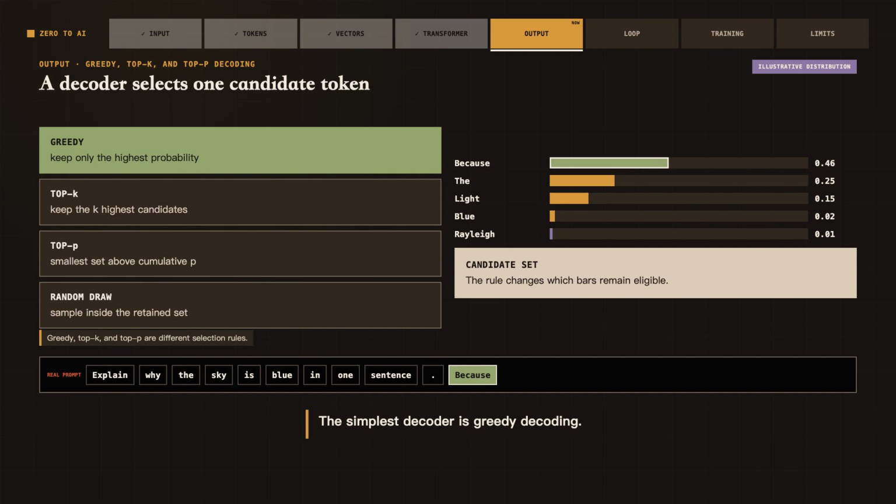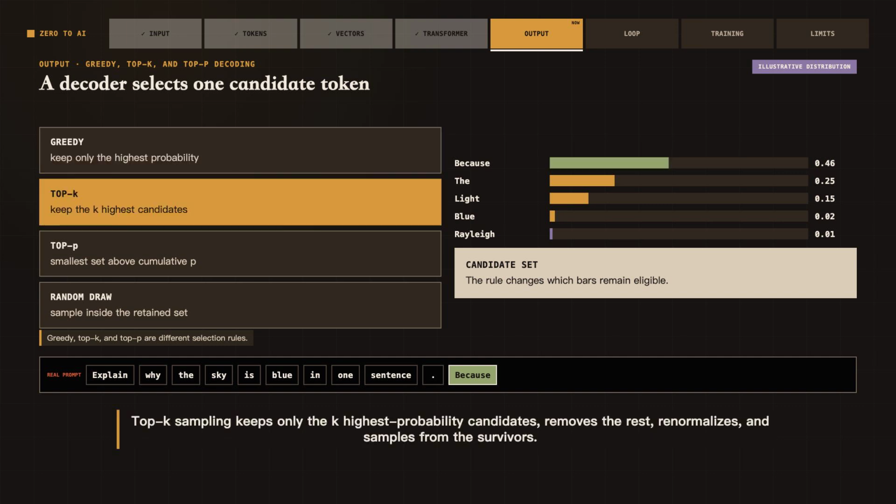The simplest decoder is greedy decoding. It chooses the token with the highest score every time. Sampling draws a token from a probability distribution instead. This introduces randomness into token selection, even when the model, prompt, and logits are the same. Top K sampling keeps only the K highest probability candidates, removes the rest, renormalizes, and samples from the survivors.